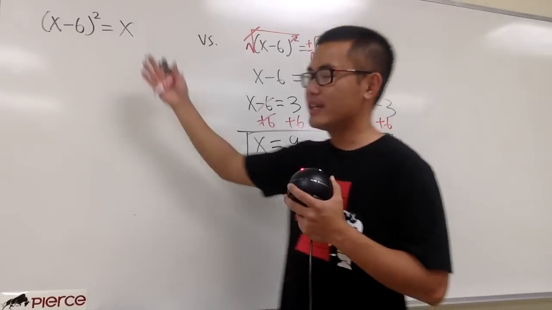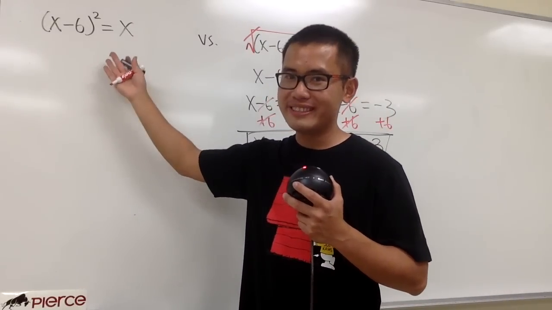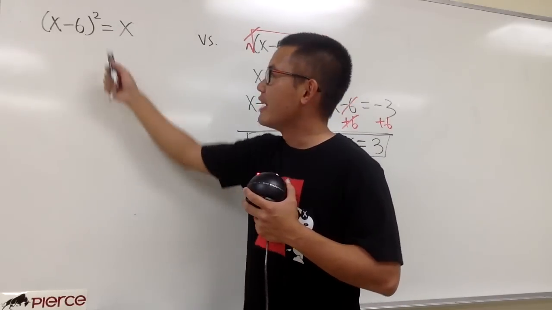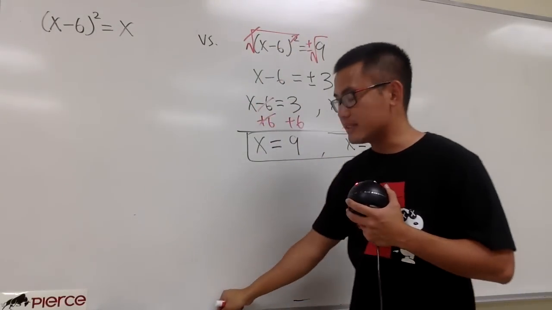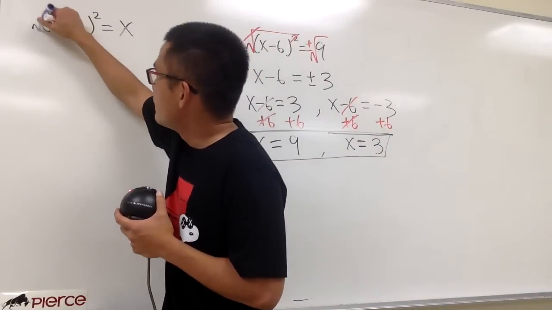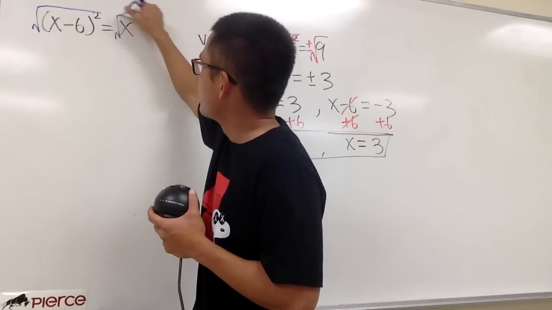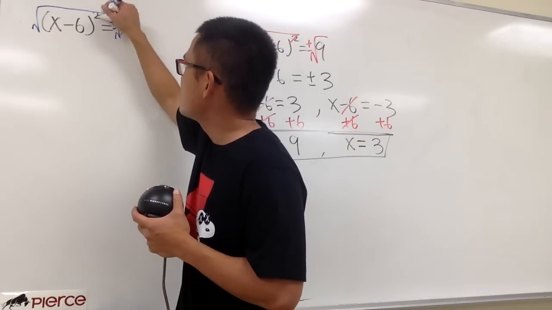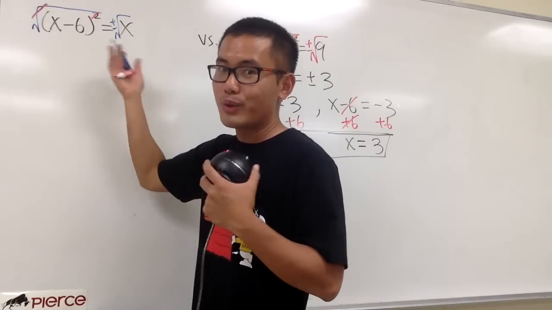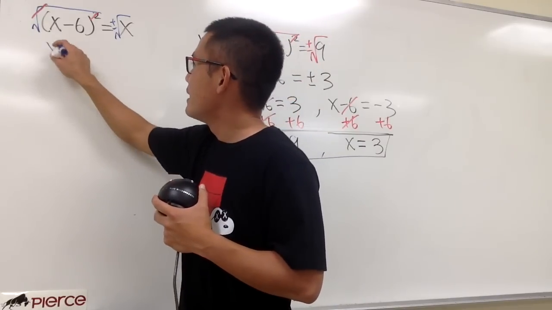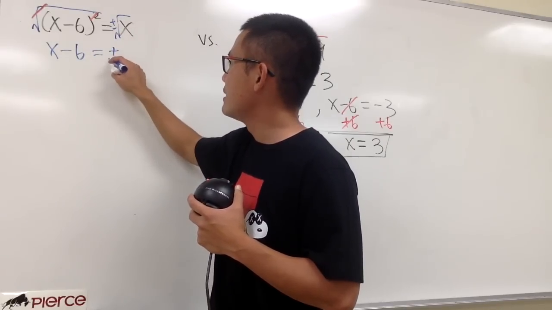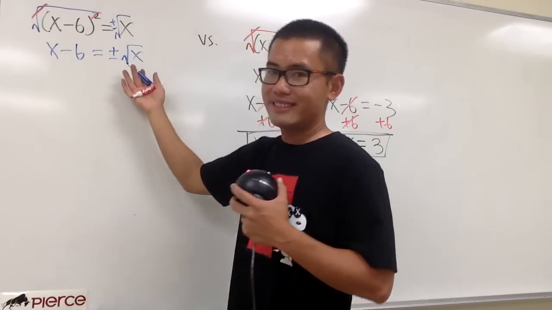All right, now let's take a look at this. How can we solve this? We do have a perfect square on the left-hand side. Can I just take the square roots on both sides like how we did it right here? Let me demonstrate. What if I do the square root here and then the square root here, plus minus? And yes, I can cancel this out. No problem. But if I do that, what do I end up with? I end up with x minus 6, and that's equal to plus minus the square root of x.